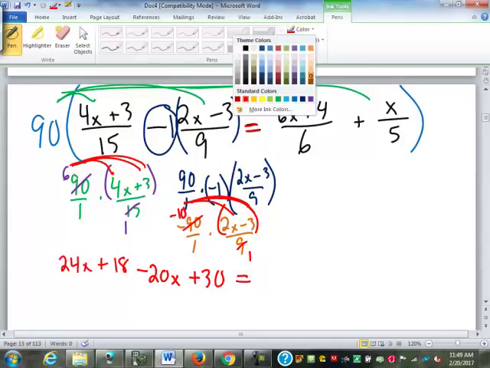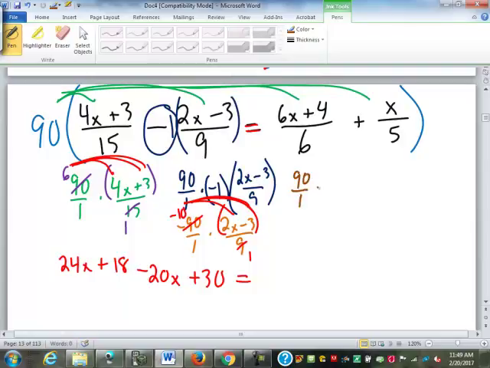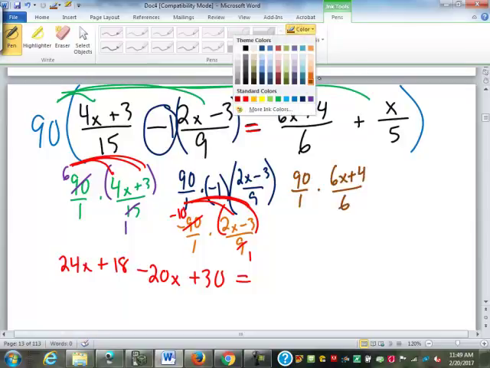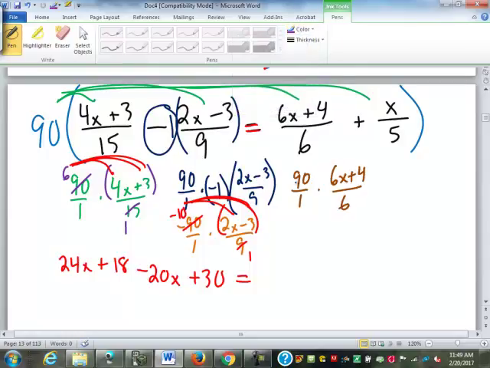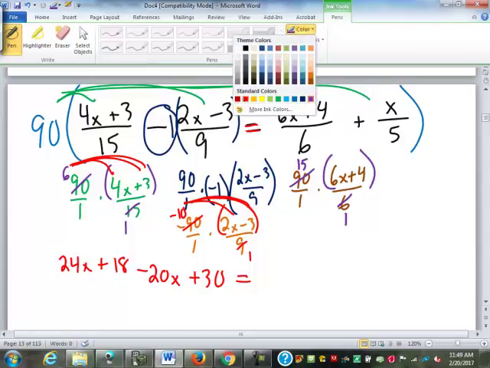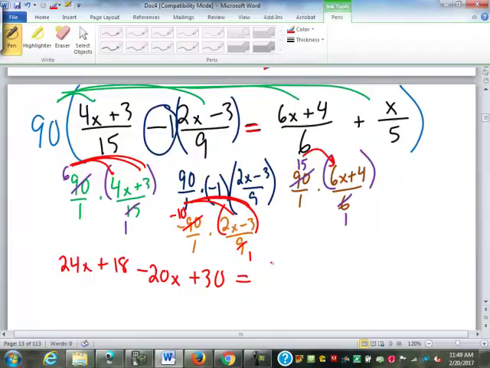On the other side, I will have my 90 over 1 times 6x plus 4 over 6. So we've got the 90 across canceling with the 6. 6 divided by 6 is 1. 90 divided by 6 is 15. So it's 15 times 6x plus 4. 15 times 6x is 90x. 15 times 4 is 60.